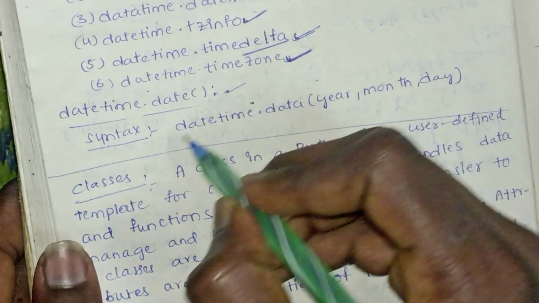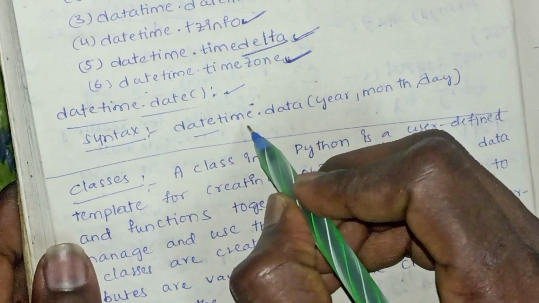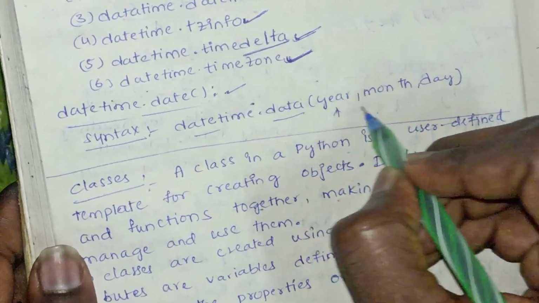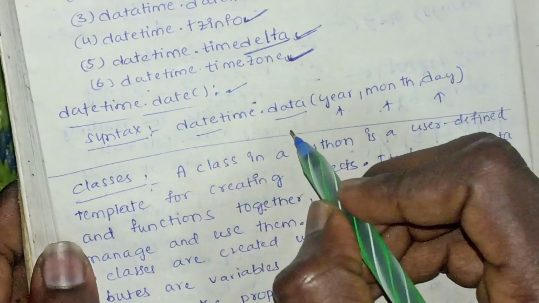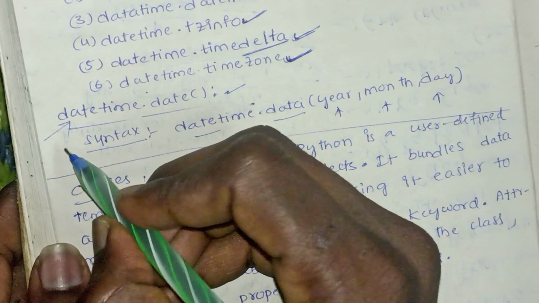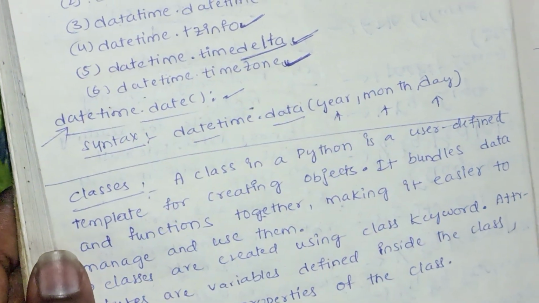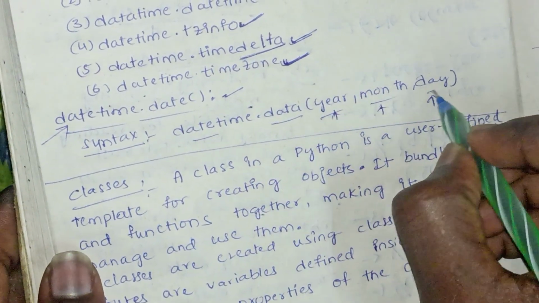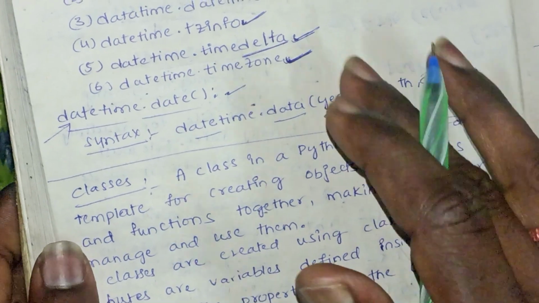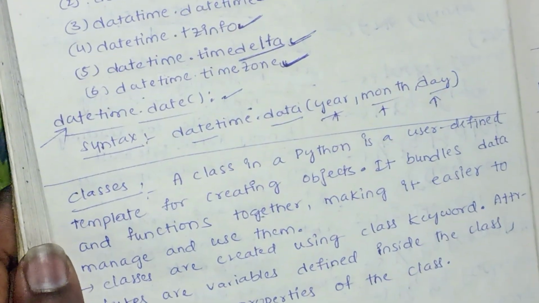datetime.date is the syntax: datetime.date(year, month, day). After performing datetime.date, it will give the year, month and day. These are all the details given by the datetime operation in Python.